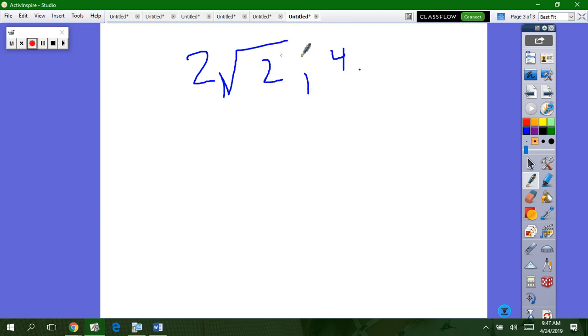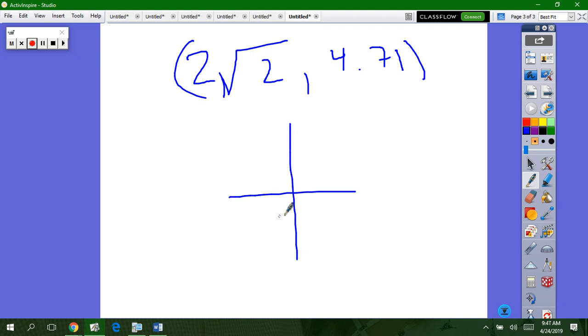4.71. All right. So a couple ways to do this is, first off, you always want to graph it. You want to get the idea of where it's at, right? Well, that location's down here. Well, yes. Let me think.